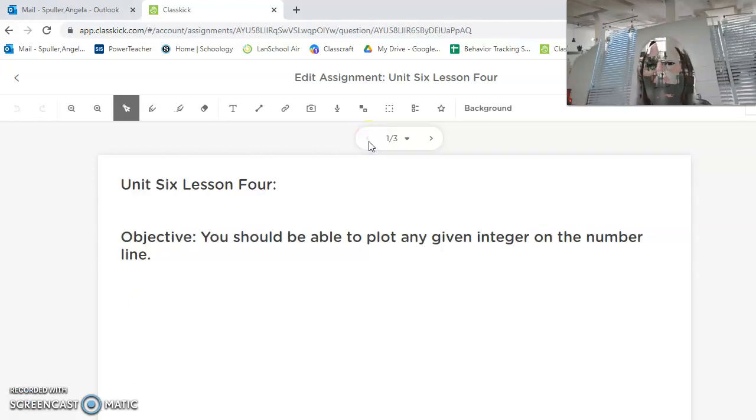Hi, this is Mrs. Oakley, and today we're going to look at Unit 6, Lesson 4. Your objective is that by the end of this lesson, you should be able to plot an integer on a number line.